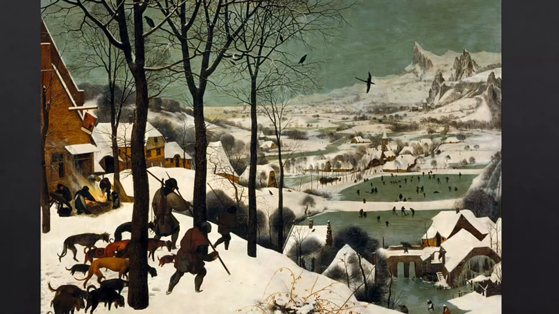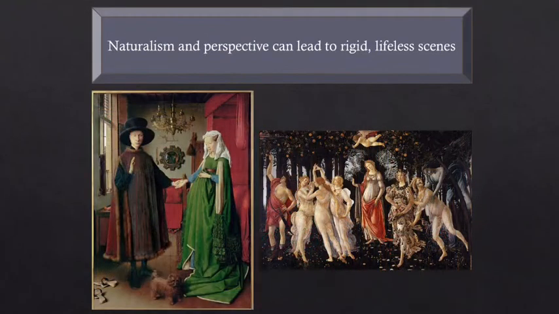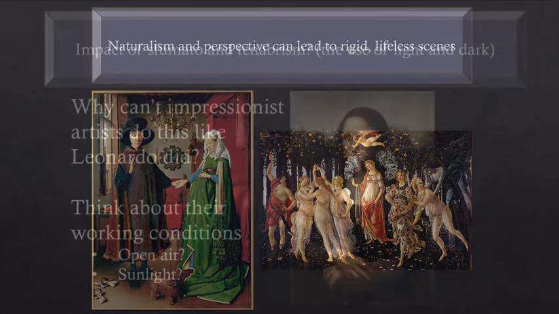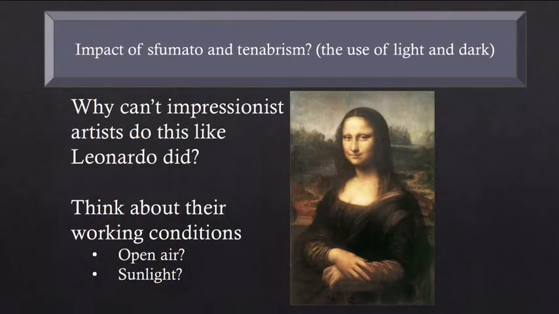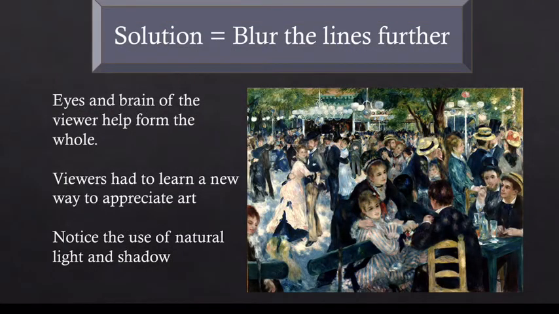This is also seen in the Marode altarpiece, if you remember that. Naturalism and perspective, it's a lifeless scene. These images, these figures, are not truly alive. They look realistic, but they're not alive as we think of Impressionism as showing life, things that are happening in the moment. The way Impressionist artists do this is they blur the lines in order to give the viewer a sense of the scene actually happening.